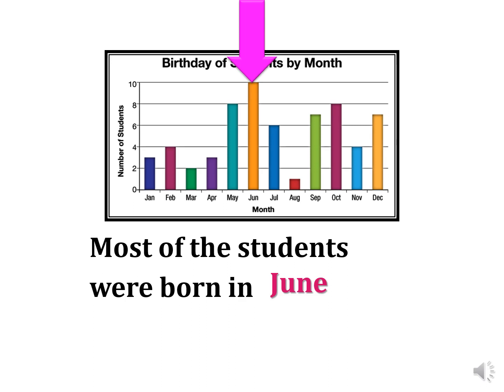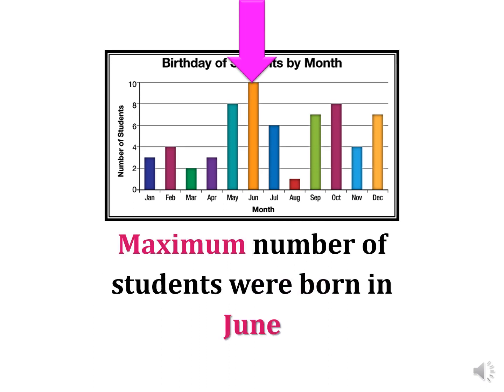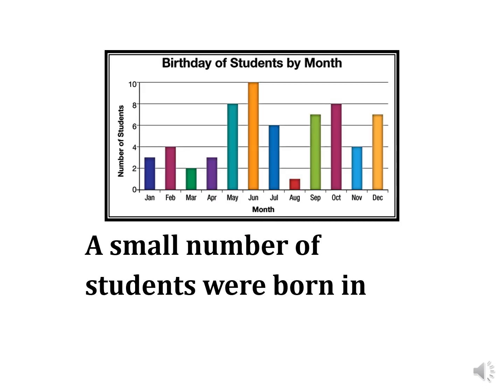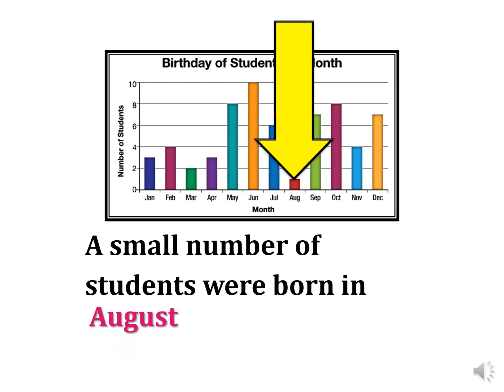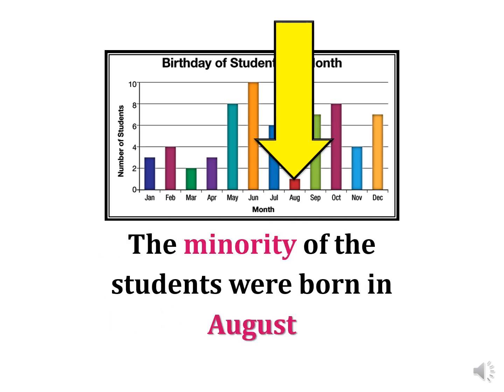Remember, you can also put this sentence like this: Maximum number of students were born in June. This one is also correct. Now we have talked about the most. Now we have to think about the small number. A small number of students were born in August. You can also put this sentence: The minority of the students were born in August as well.